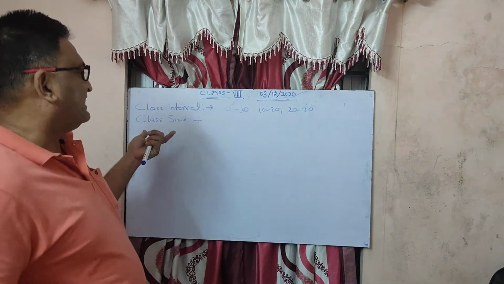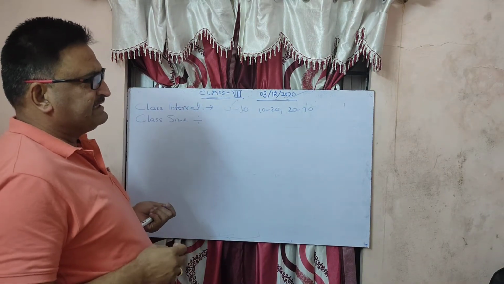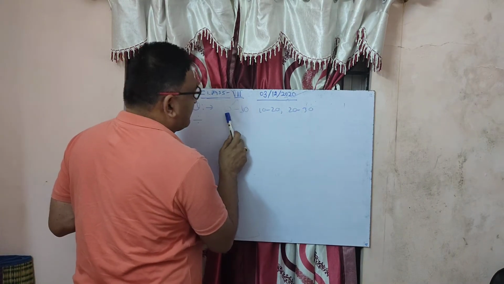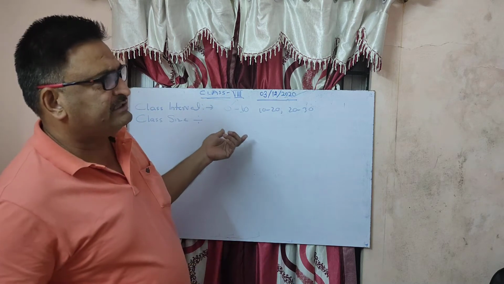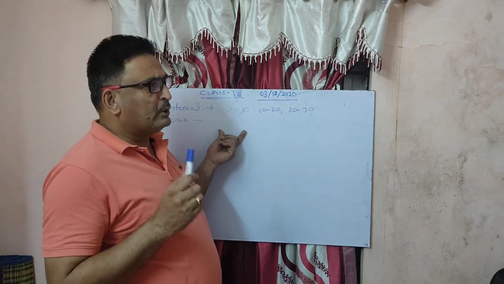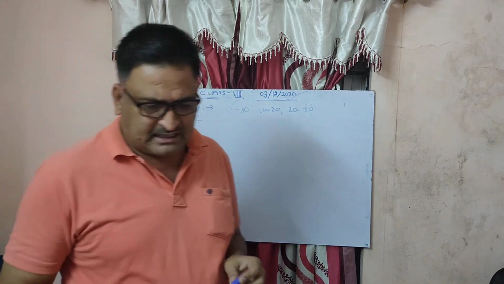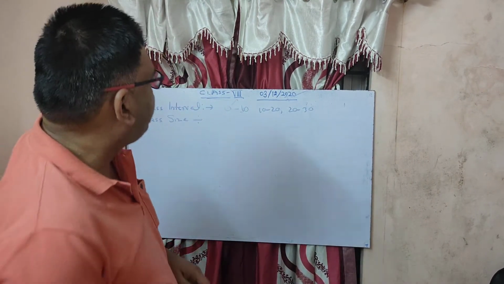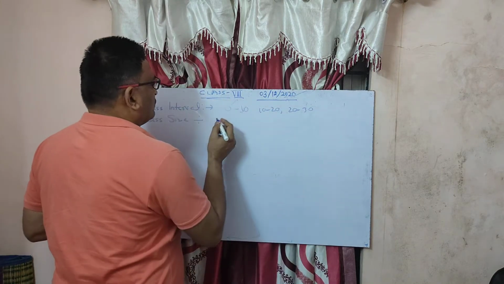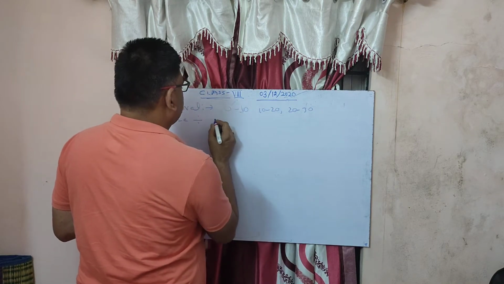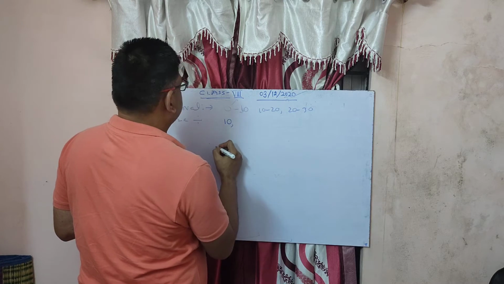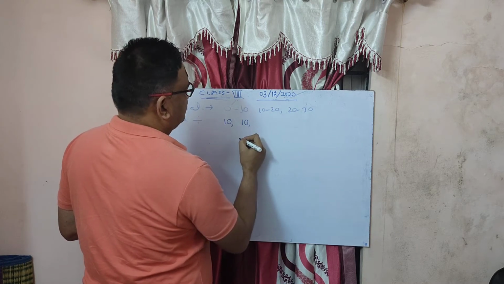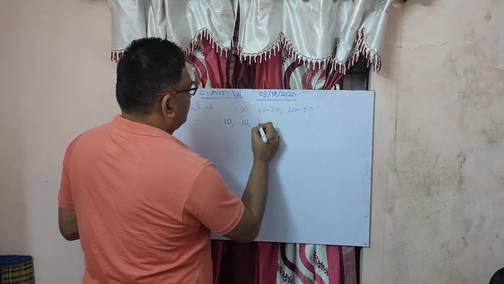Now, what is class size? Class size is the difference between upper limit and lower limit. So, 10 minus 0 is how much? 10. So, 10 is the class size. 20 minus 10 is how much? 10. It's a class size. 30 minus 20 is how much?